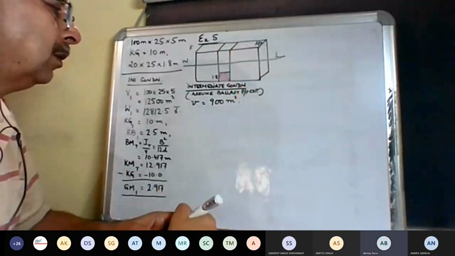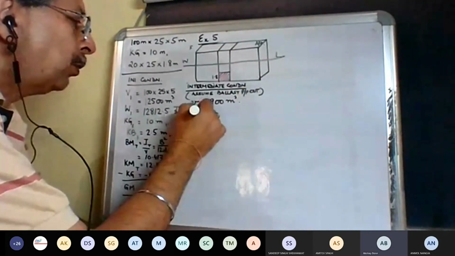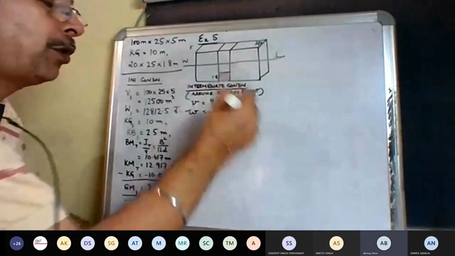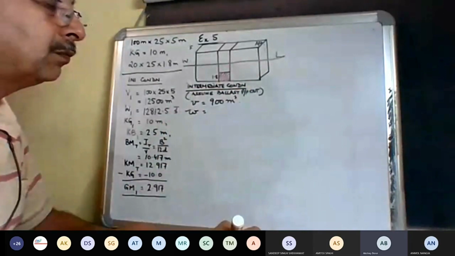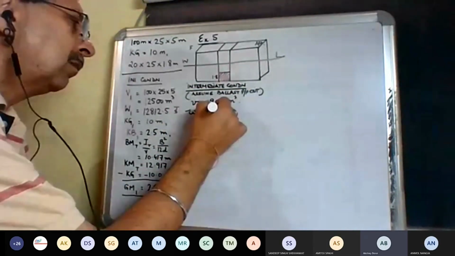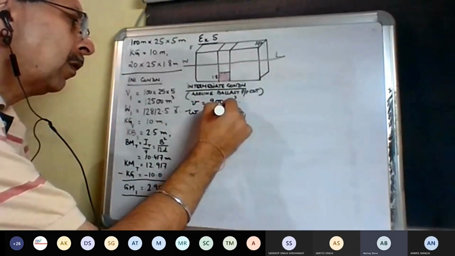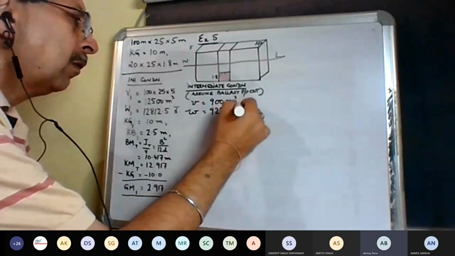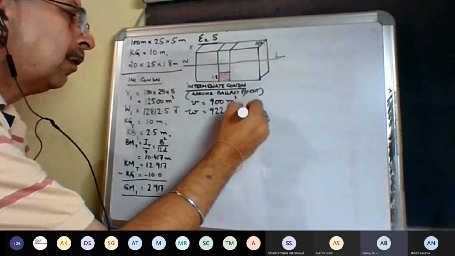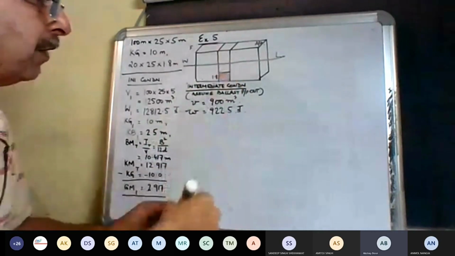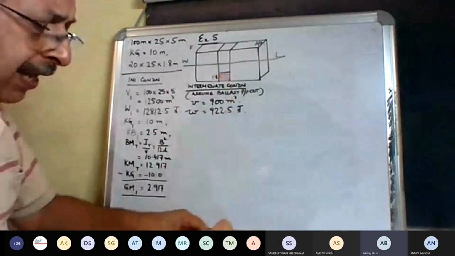So how much is the small w, the weight of the water that I am pumping out? 922.5 metric tons, 900 into 1.025. That is the density of the water inside the tank.